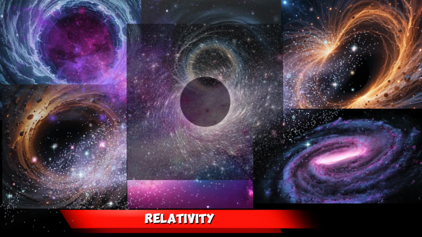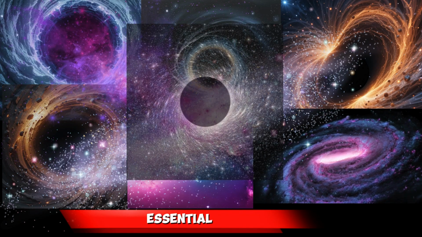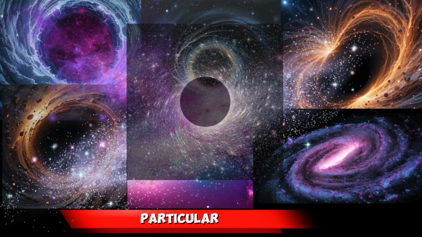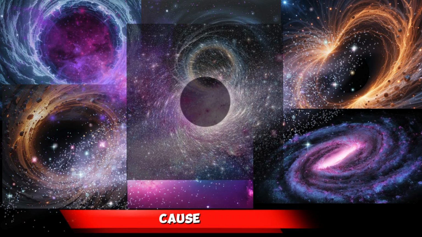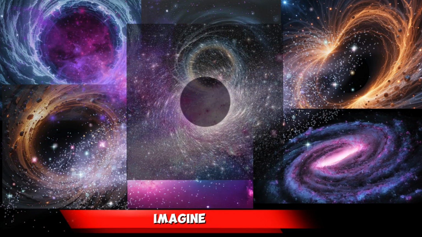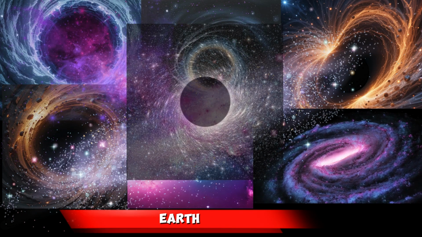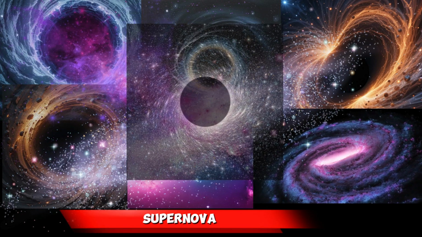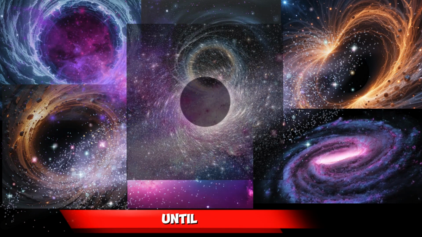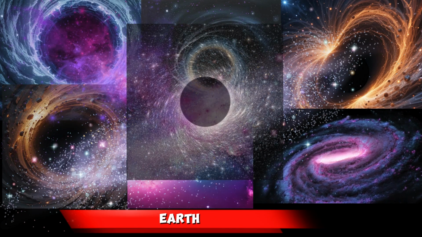In relativity, these light cones are essential to understand the structure of the universe. In particular, they restrict cause and effect relationships. To understand, imagine an event that occurs far from Earth, such as a supernova explosion. This event won't be able to affect us until its light cone has reached Earth.